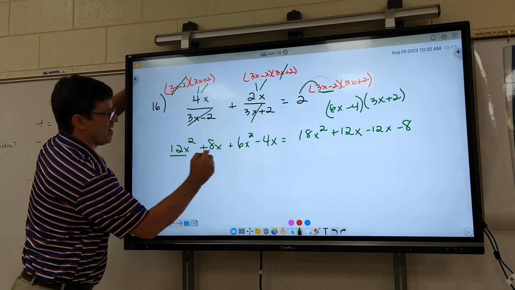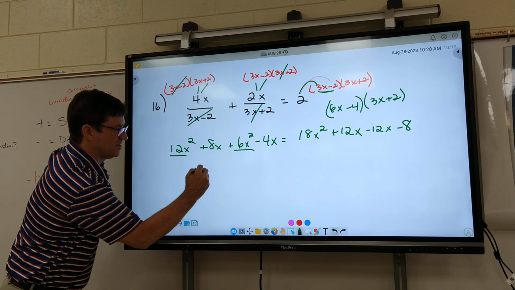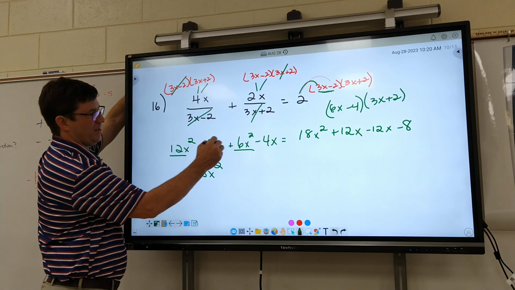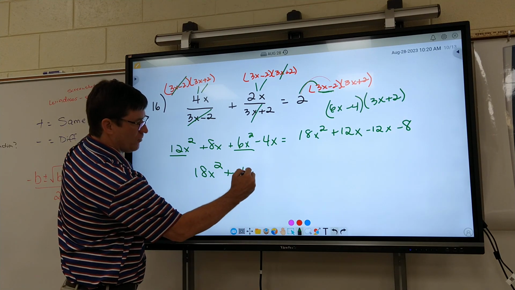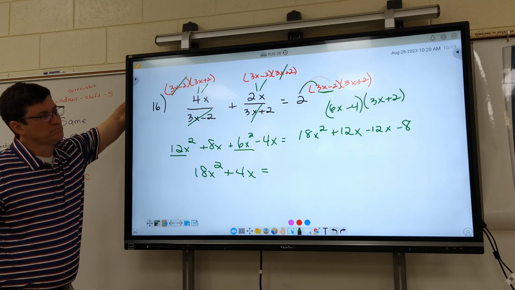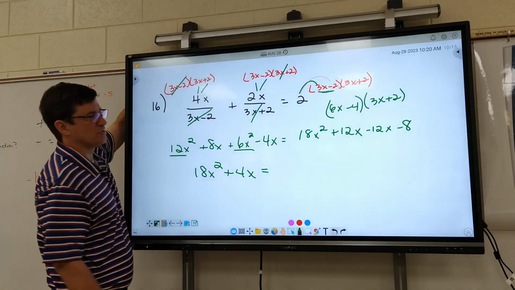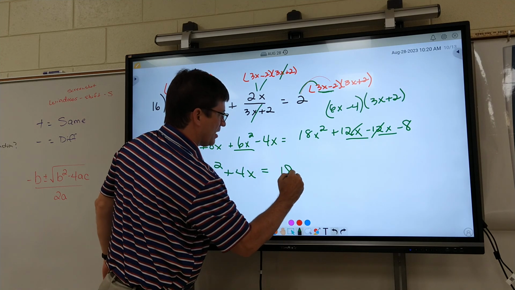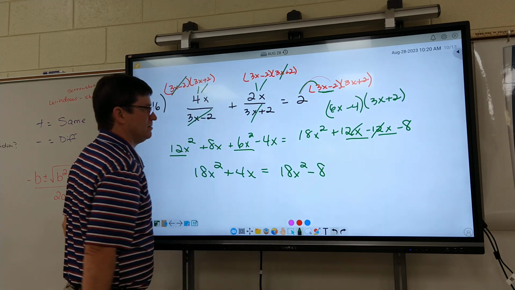All right, look, when I add these two up, 12 plus 6 is 18x squared. Add these two up, I get positive 4x. All right, look on the right side of the equal sign. Plus 12 and minus 12 are going to cancel out. I get 18x squared minus 8.